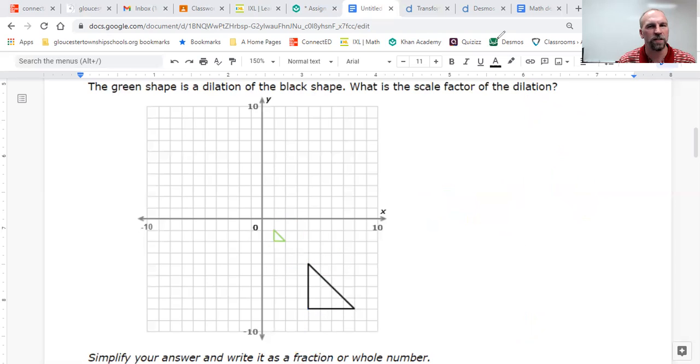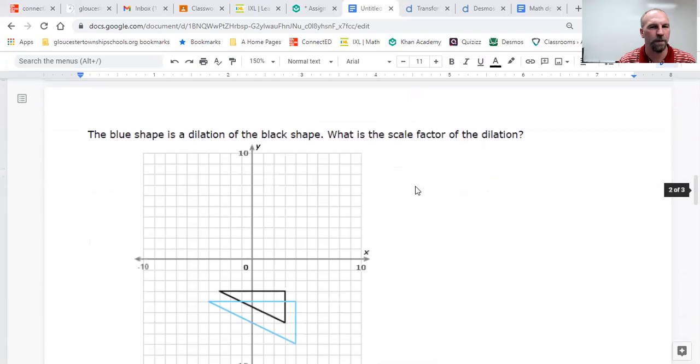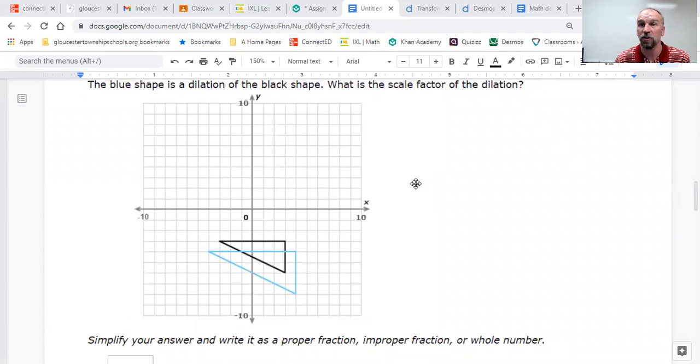It's not all quite so nice and simple. I have a couple more examples of some scale factors that aren't so pretty, but they still follow the same procedure. Take the image coordinate and divide it by the pre-image coordinate, and that gives you your scale factor. So again, I'm going from black shape to blue shape, getting larger. This is a stretch or an enlargement, whichever word you want to use. It's a zoom, it's blowing it up.